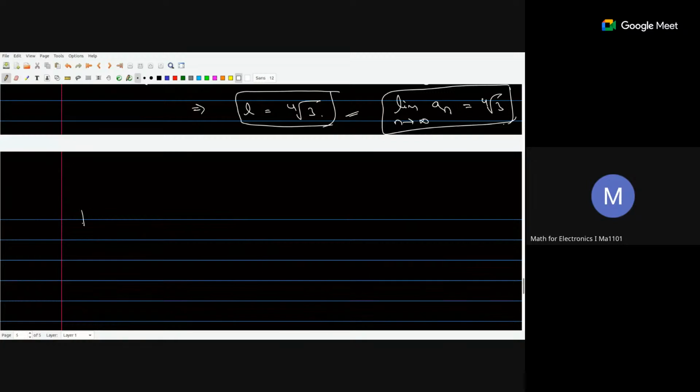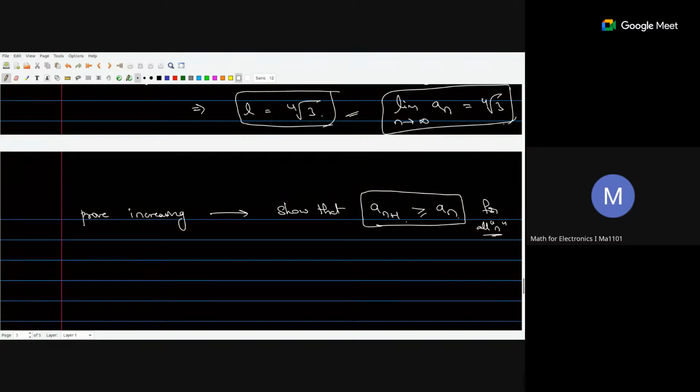So in order to prove increasing, I have to show that a n plus 1 is greater than or equal to a n for all n. Okay, this is what I have to show. For all n, I mean n equals 2 or 3 or 4 or 5. For any n, I need to show that a n plus 1 is greater than or equal to a n for increasing.